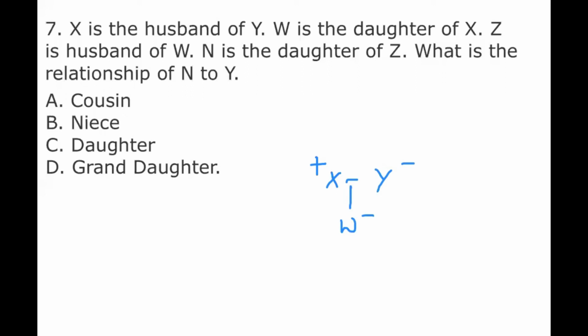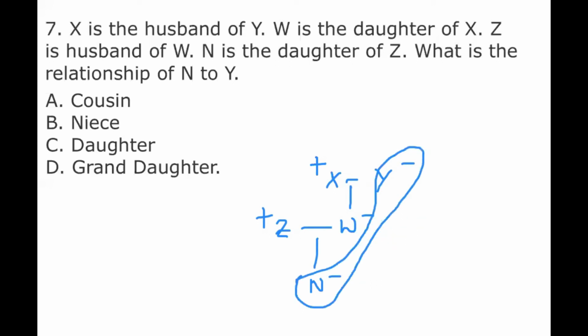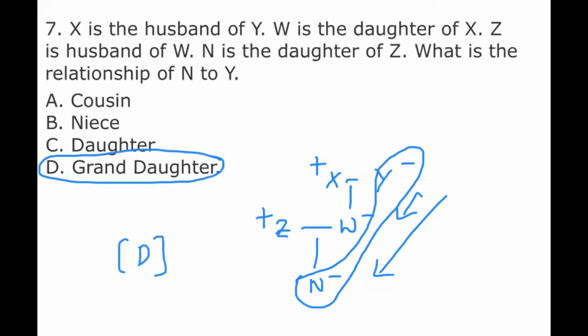Now, Z and W are couples. Z will bear positive sign. And N is the daughter of Z. N minus. Now, what is the relationship between N to Y here? That will obviously be, N will always be granddaughter of Y, isn't it? Two steps, daughter, granddaughter. So my option C is correct. I'm sorry. Option D is correct answer. Right?